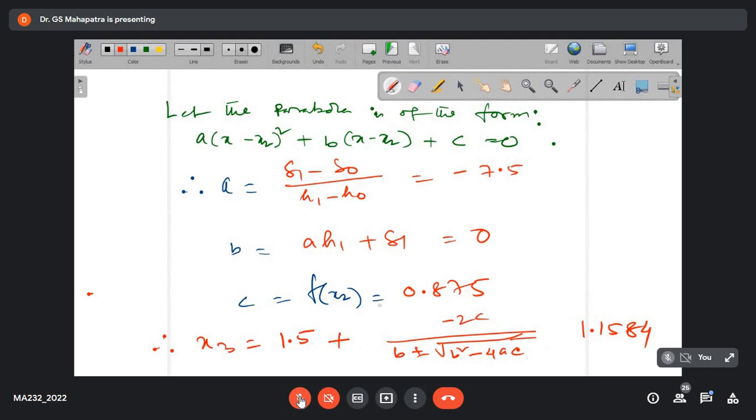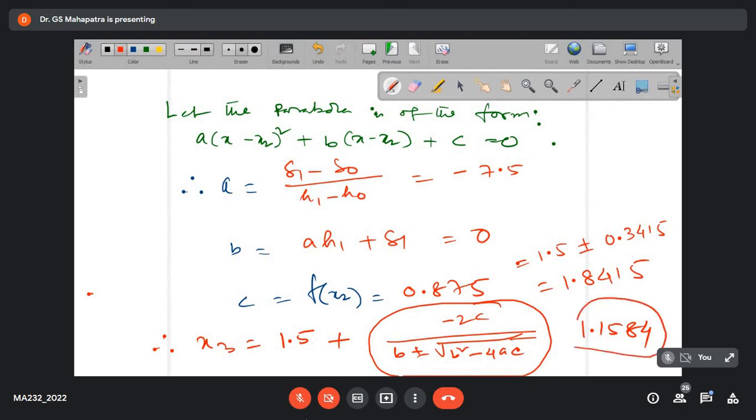Now, just you tell me this part. Yes, this part you tell me. 0.3415, correct. If you add it, then the solution is 1.8415. Fine. And if you subtract, then the answer is 1.1584. Fine. Now you check which one has less error. You consider that one.